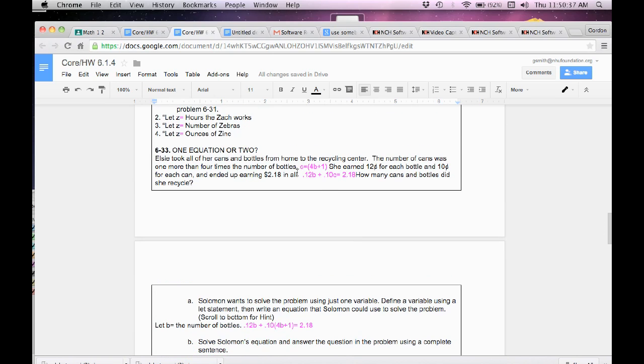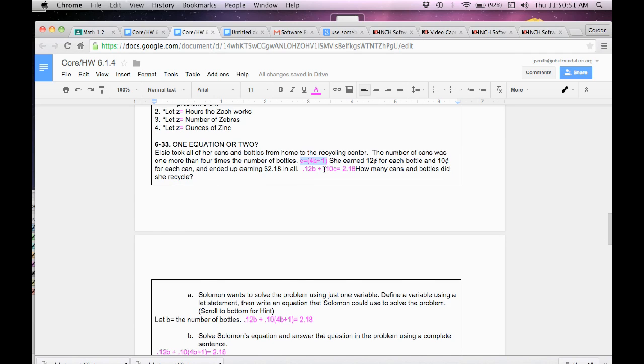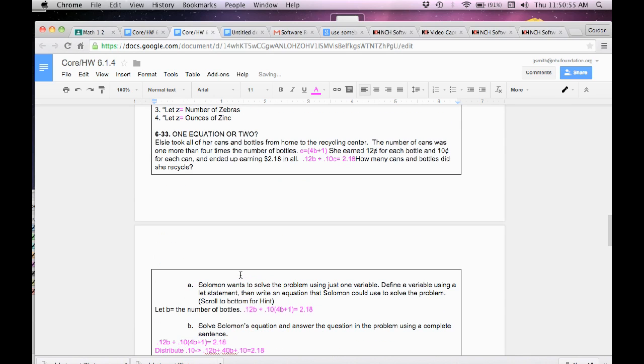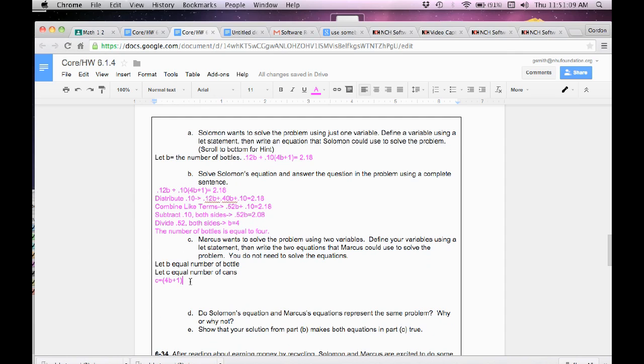Now we've already actually written these equations earlier on. We were able to say that C equals 4B plus 1, again because the number of cans was 1 more than 4 times the number of bottles. So 4 times B plus 1 equals C. So I'm just going to copy and paste this because that's one of Marcus's two equations. The other equation is that 12 cents per bottle plus 10 cents per can equals $2.18. So that's our second equation.